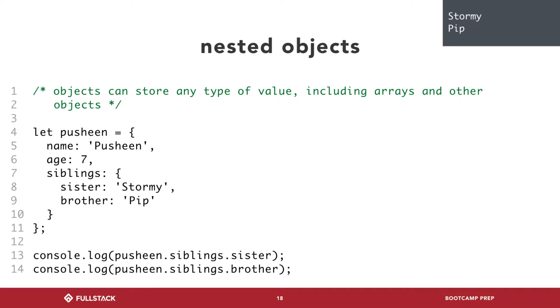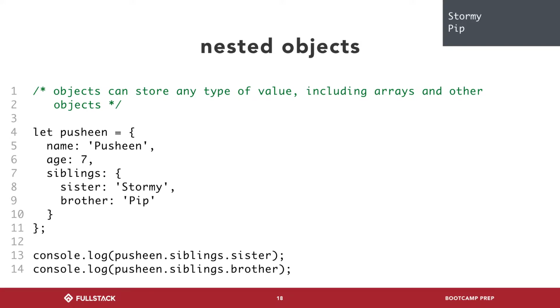So if I want to access Stormy or Pip, it's just Pusheen.siblings, which gives me back the siblings value object, and then I can just chain together that .sister, which gives me the Stormy string or name. So it works identically to how we access things for arrays.